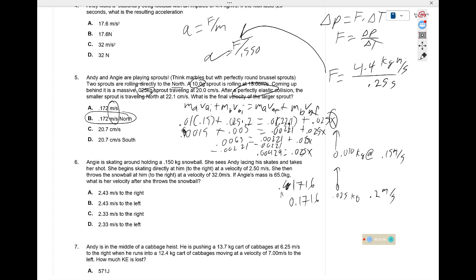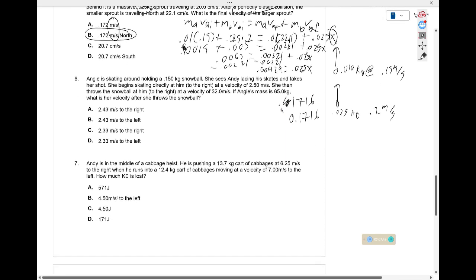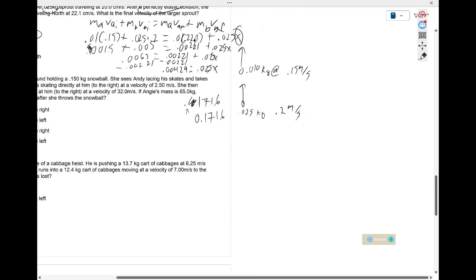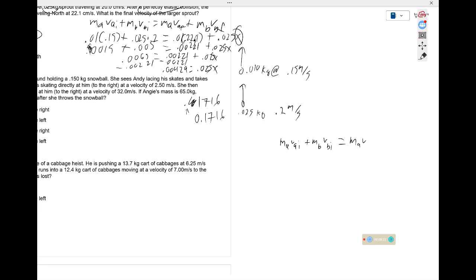Okay. Angie is skating holding a 0.15 kilogram snowball. Andy, lacing his skates, takes her shot. So this is probably hands down the most difficult problem, and I don't think anyone even understood it. Here's what happens. She's skating holding a snowball, right? This is a momentum problem. We have two objects: her mass and her velocity, plus the snowball's mass and the snowball's velocity, and that equals the sum of their final momentums.